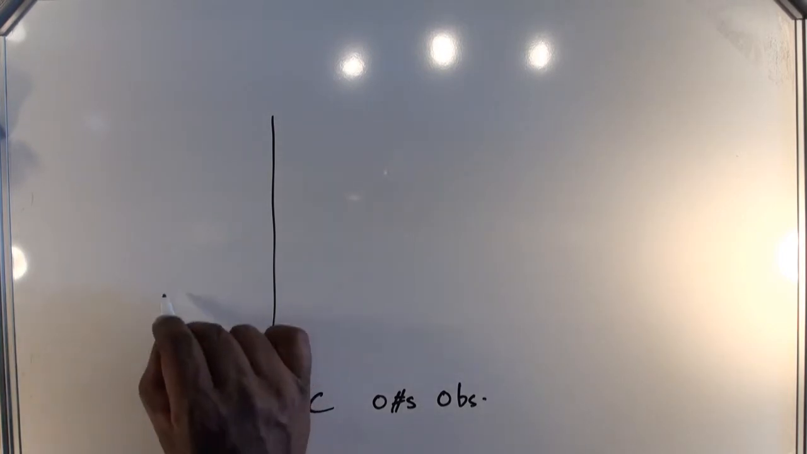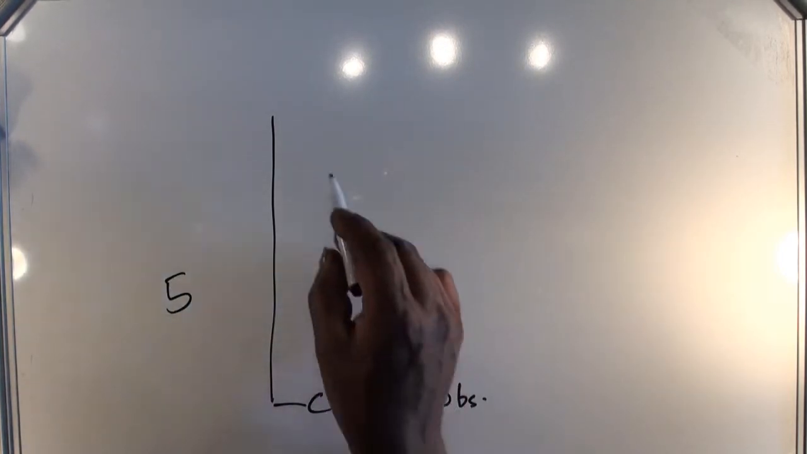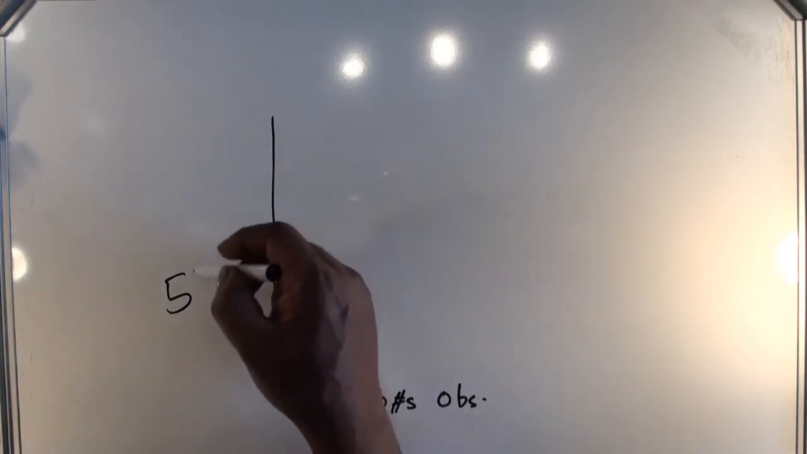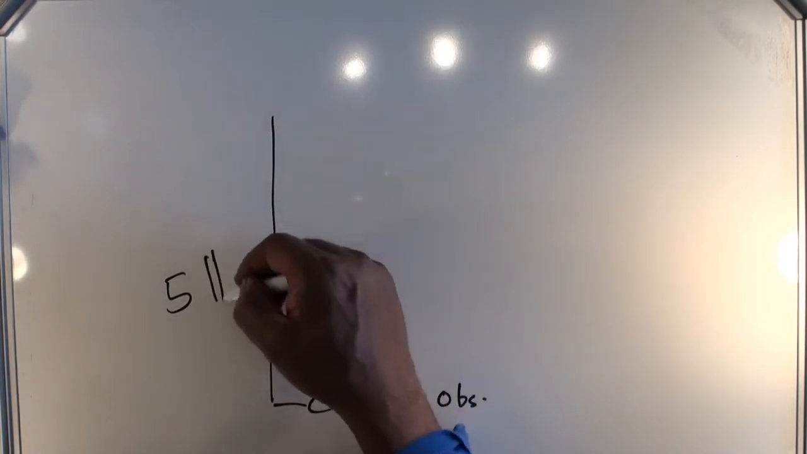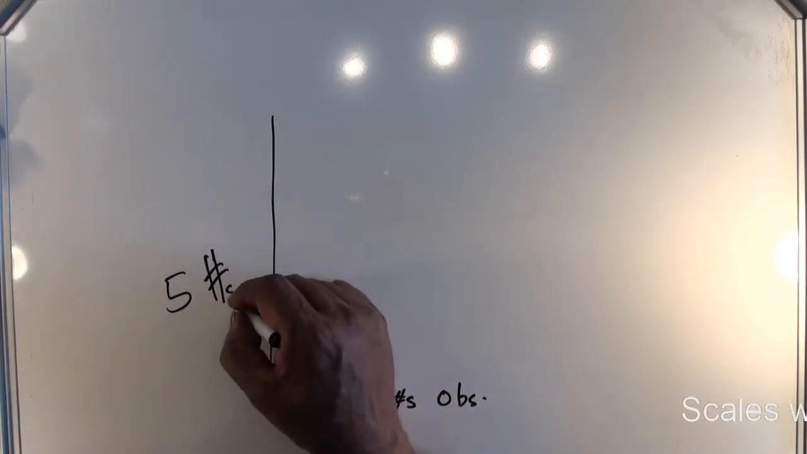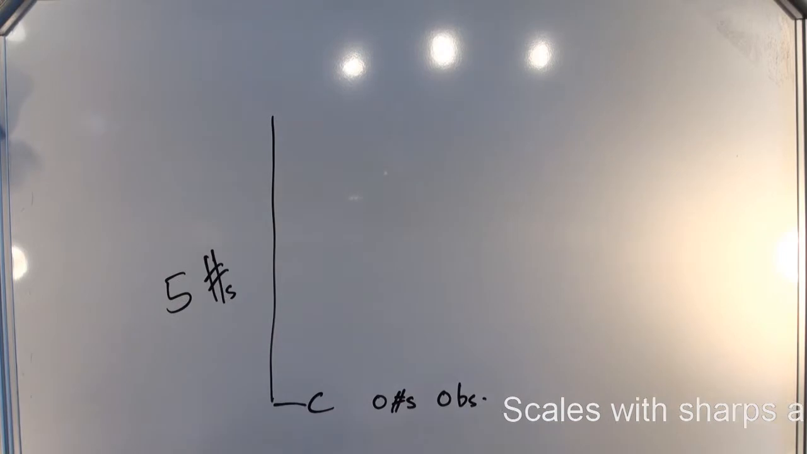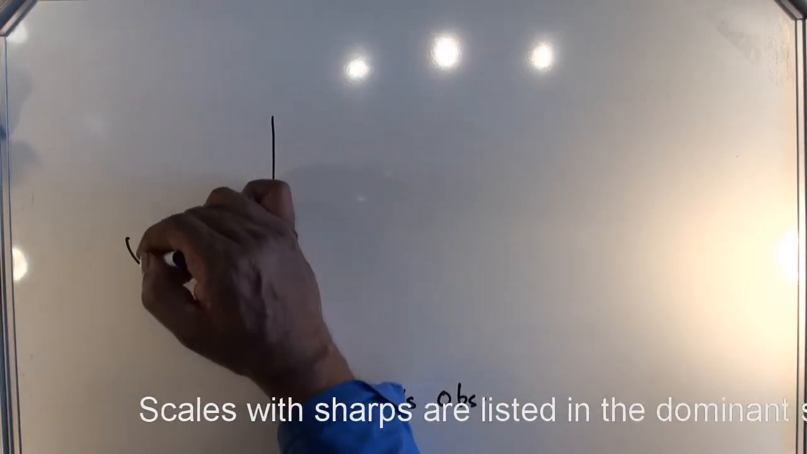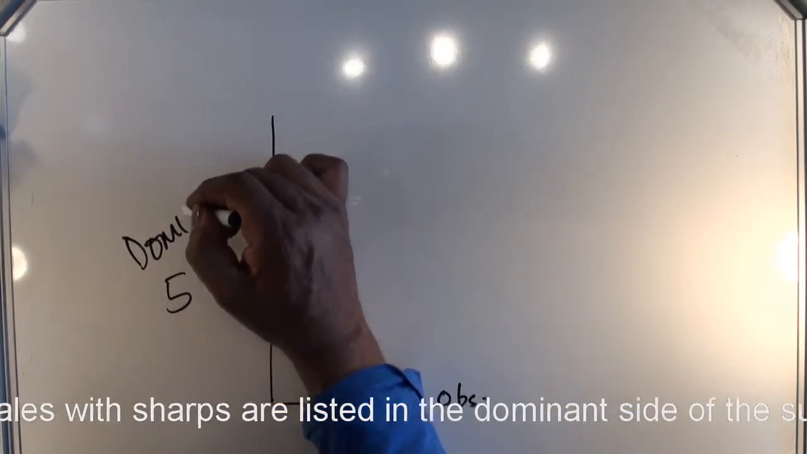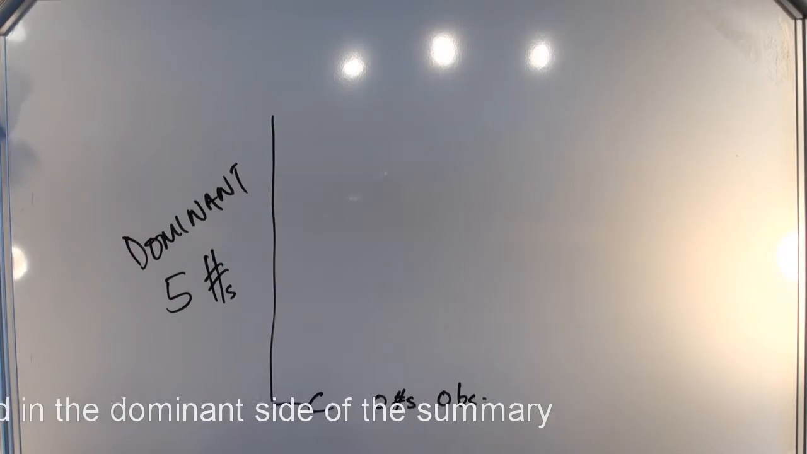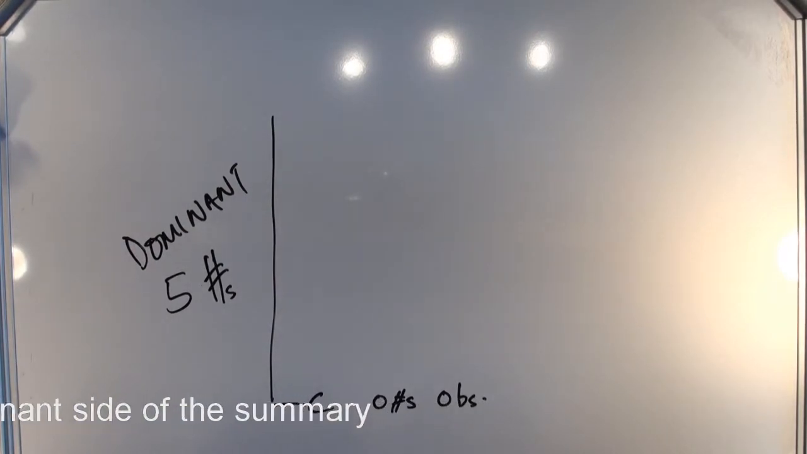The number we use to calculate and to find our scales is the number 5, and in the top section of the scales, all of these scales only have sharps in them, and this is called the dominant side of the summary of scales.